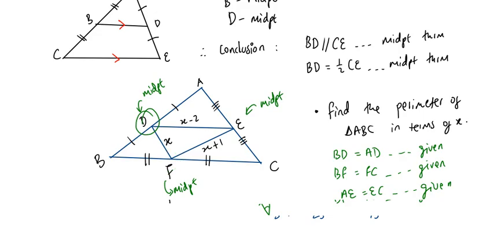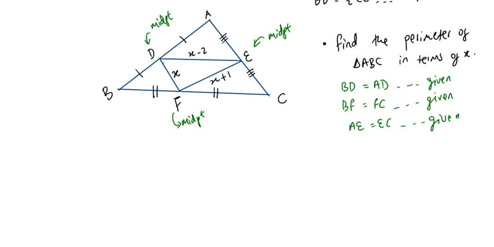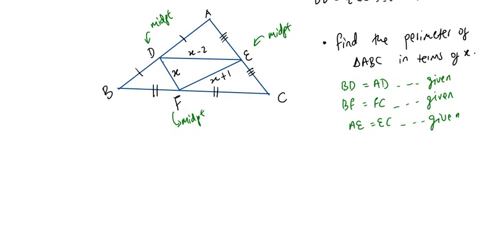Because we have these two midpoints, the line that joins the midpoints is going to be parallel to the third side, which is this one. They're going to be parallel, and it's going to be half of that third side. You understand? So that's what we're going to say there. We use the midpoint theorem. As long as you have two midpoints that are joined together, you can use this.